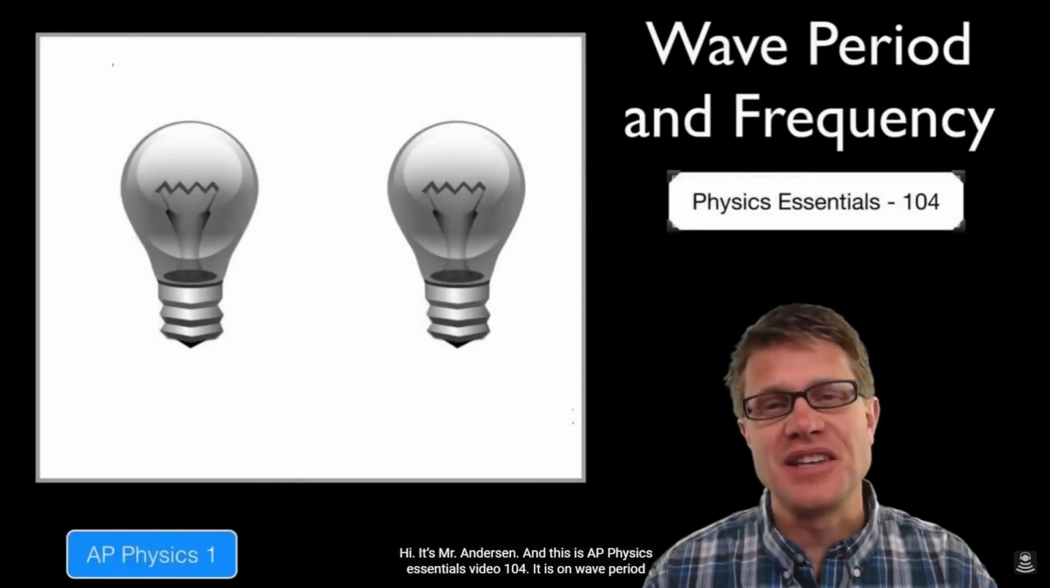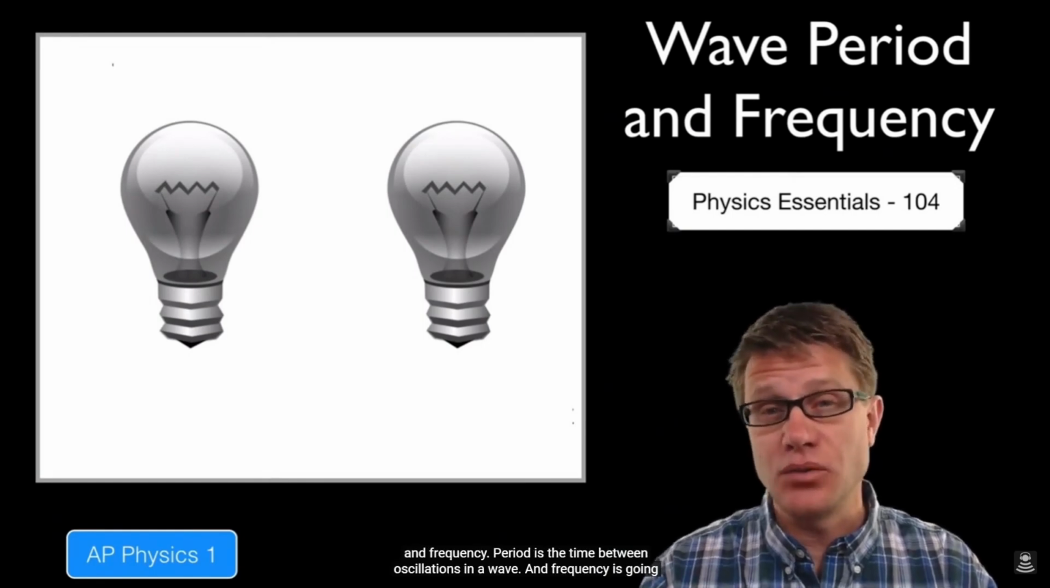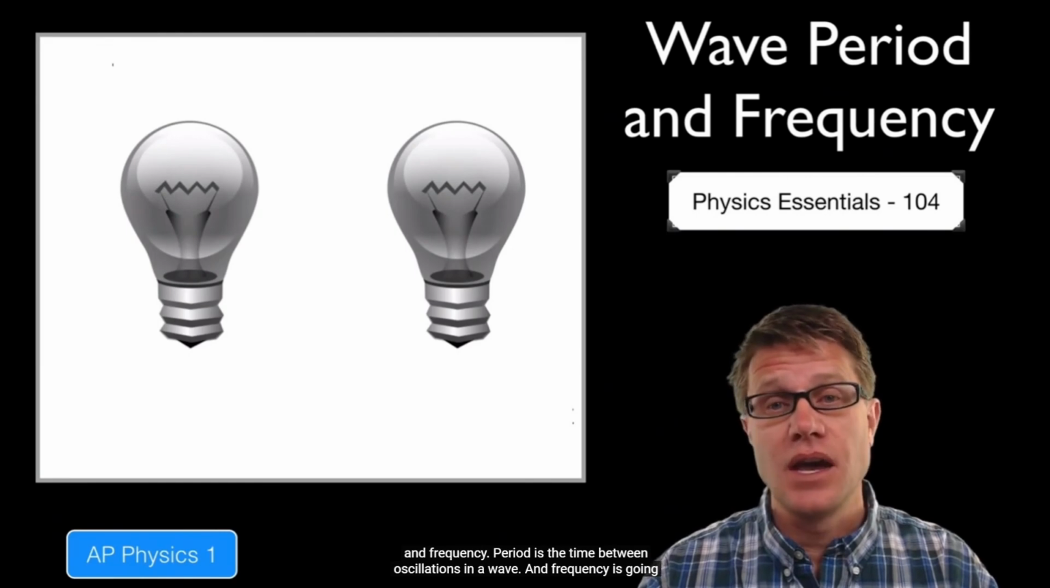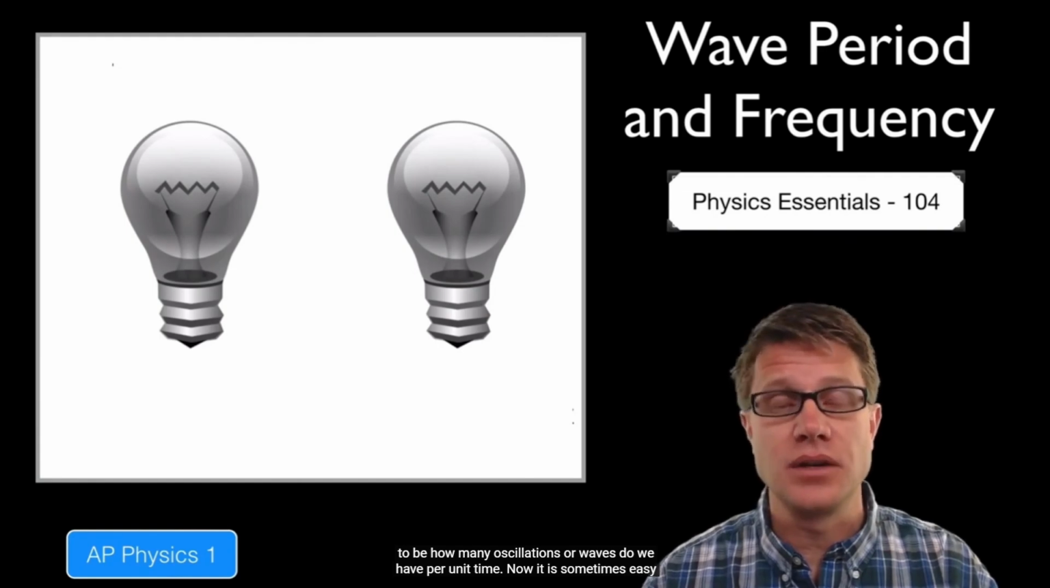Hi, it's Mr. Anderson, and this is AP Physics Essentials, video 104. It's on wave period and frequency. Period is the time between oscillations in a wave, and frequency is how many oscillations or waves we have per unit time.